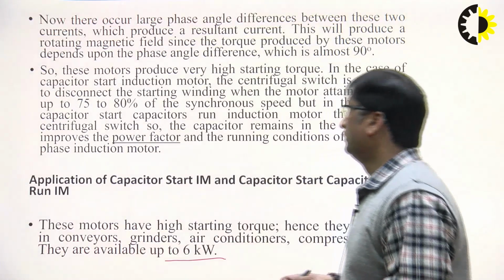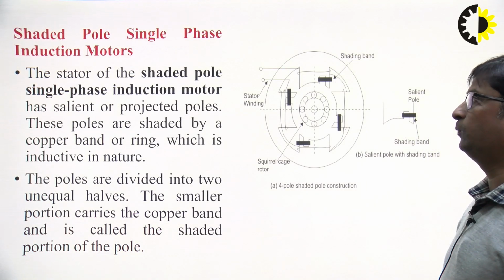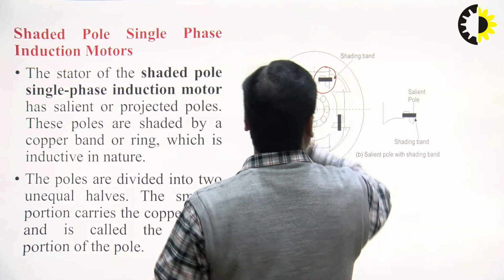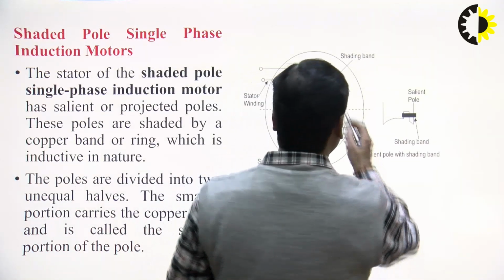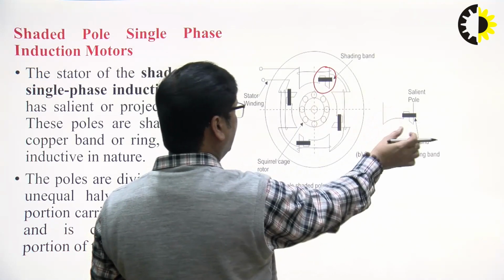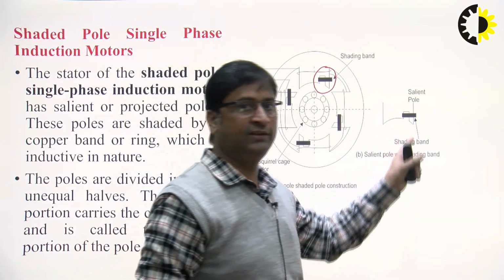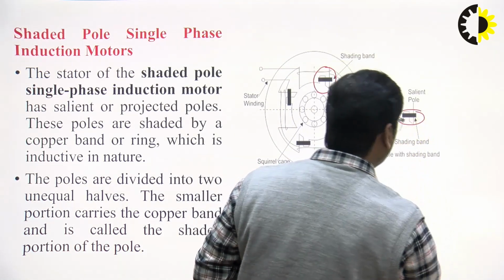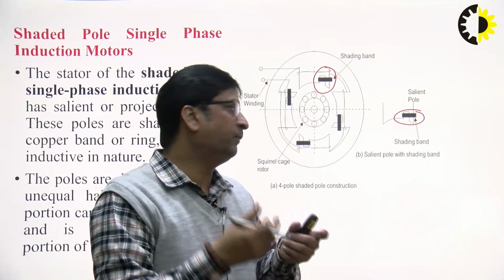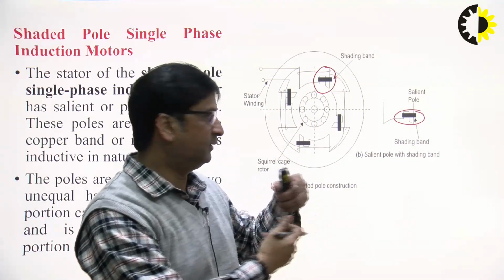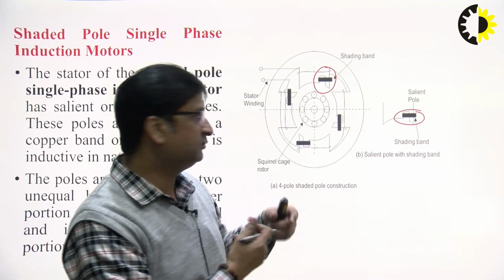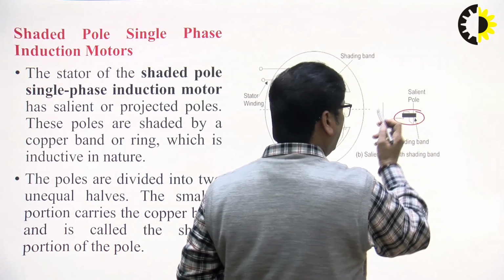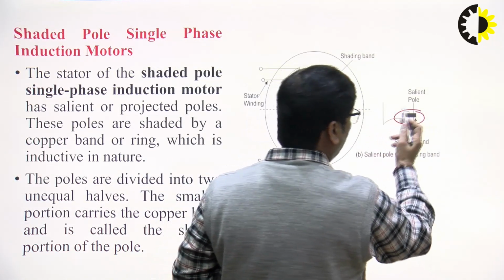Again, the next method is called the shaded pole induction motor. In this type of method, we use the shaded pole. So what is the meaning of shaded pole? If you can see, one of these poles is shaded. I have just taken one pole here, and this is the salient pole type, and this pole is shaded. The meaning of shading is that we use a shading band, a copper wire or copper shading band. Now we have two parts, one is called the unshaded part and the other is called the shaded part.